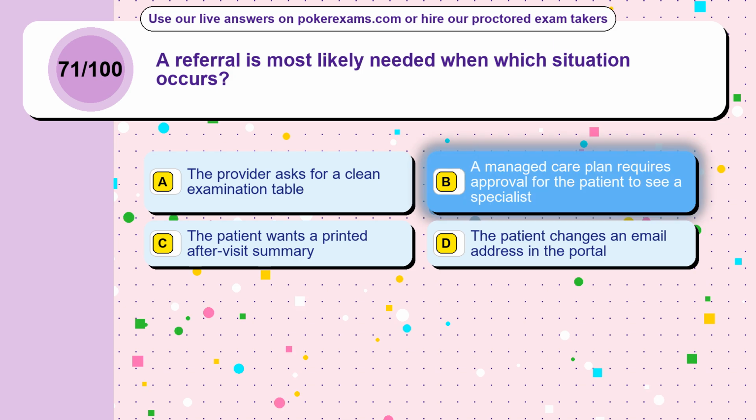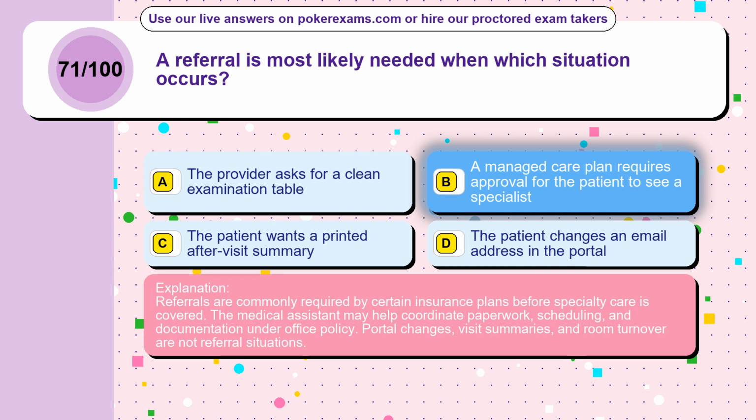The correct answer is option B, a managed care plan requires approval for the patient to see a specialist. Referrals are commonly required by certain insurance plans before specialty care is covered. The medical assistant may help coordinate paperwork, scheduling, and documentation under office policy. Portal changes, visit summaries, and room turnover are not referral situations.